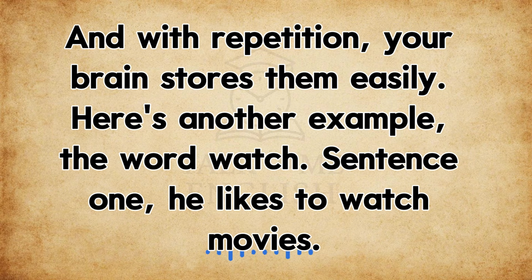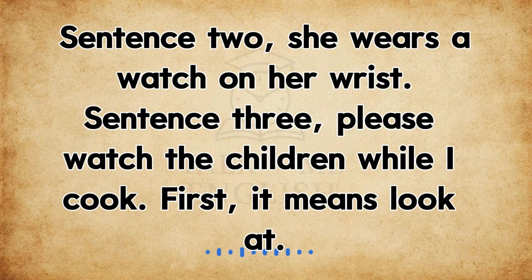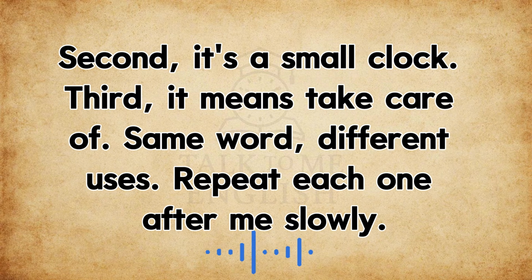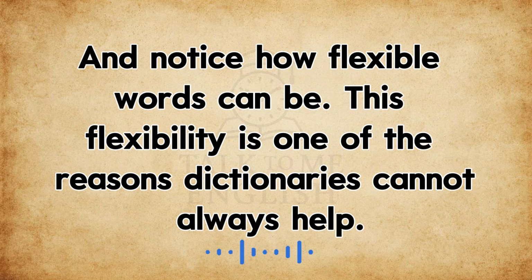Here's another example. The word watch. Sentence 1. He likes to watch movies. Sentence 2. She wears a watch on her wrist. Sentence 3. Please watch the children while I cook. First, it means look at. Second, it's a small clock. Third, it means take care of. Same word, different uses. Repeat each one after me slowly, and notice how flexible words can be.